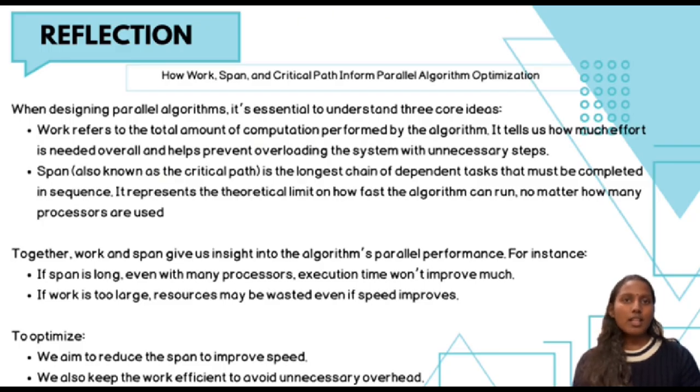The next is span, which is also known as the critical path. It is the longest chain of dependent tasks that must be completed in sequence. It represents the theoretical limit on how fast the algorithm can run no matter how many processors are used. Together, work and span give us insight into the algorithm's parallel performance. For instance, if the span is long, even with many processors, execution time won't improve much. But if the work is too large, resources may be wasted even if speed improves. To optimize, we aim to reduce the span to improve speed, and we also keep the work efficient to avoid unnecessary overhead.